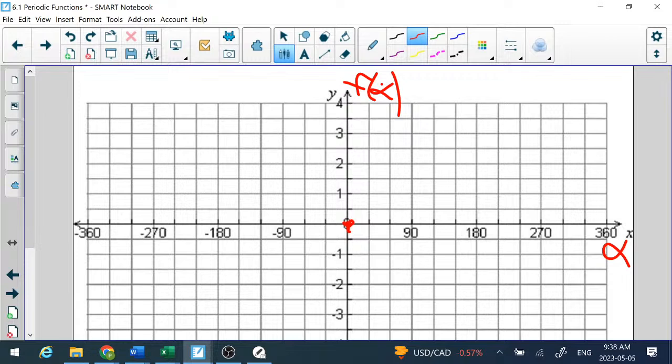Okay, what's the next highlight? 90 and 1. So I go to 90 and I go up to 1. What's the next highlight? 180 and boom. Next. And right on. And next. And boom. Okay. Everybody got this?